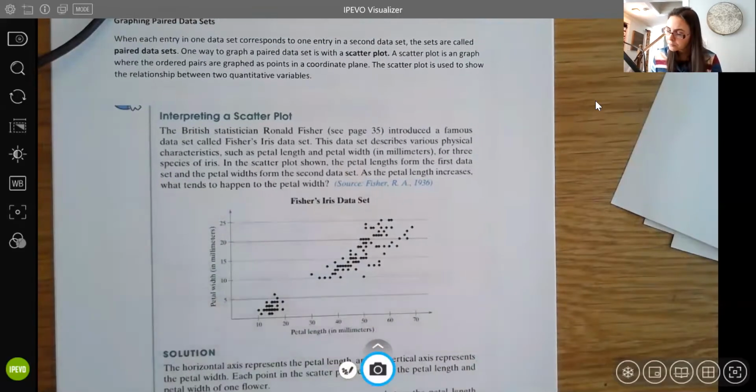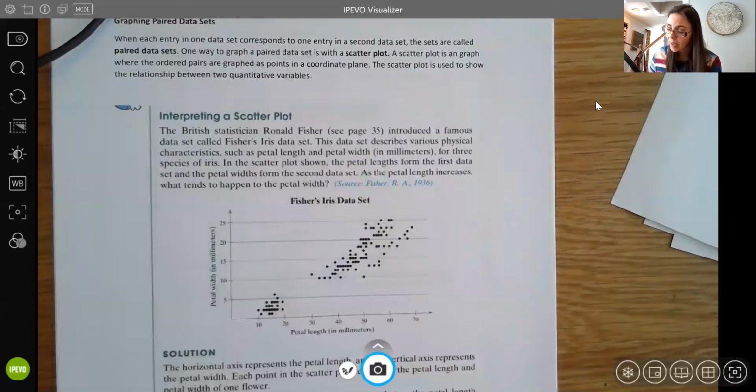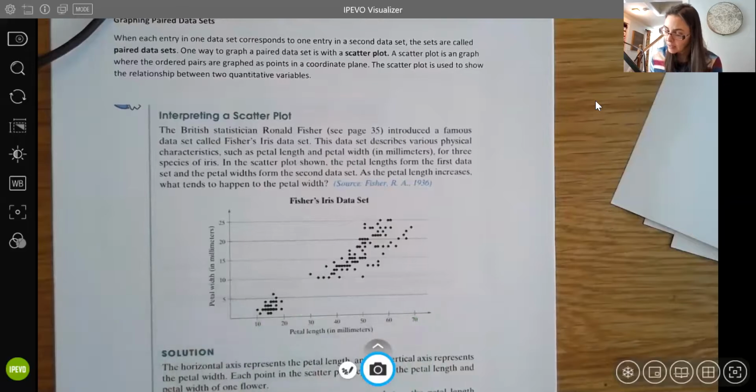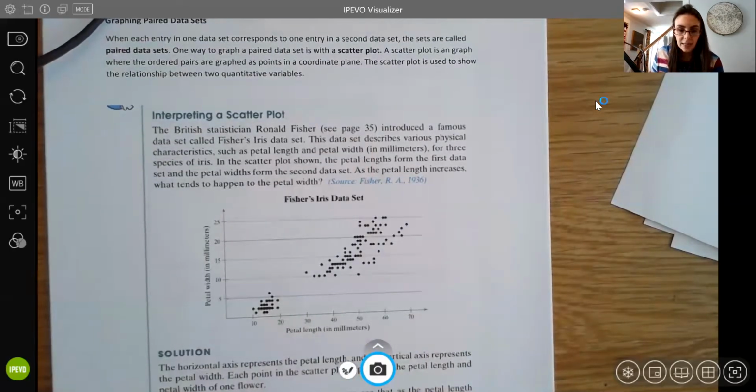So this data is called the Fisher's Iris data set. It's about flowers. The data set describes various physical characteristics such as petal length and petal width for 3 species of iris, which are a kind of flower. And in the scatter plot shown, the petal lengths form the first data set. So here are your petal lengths. And then the petal widths form the second data set. Now, it's kind of hard to see the exact values, so you can go back in your text on page 35 and see more about this data set.